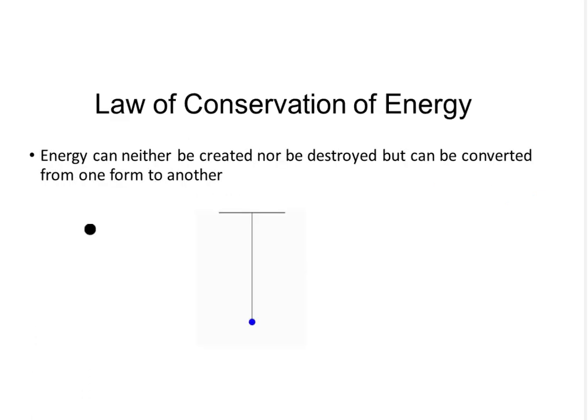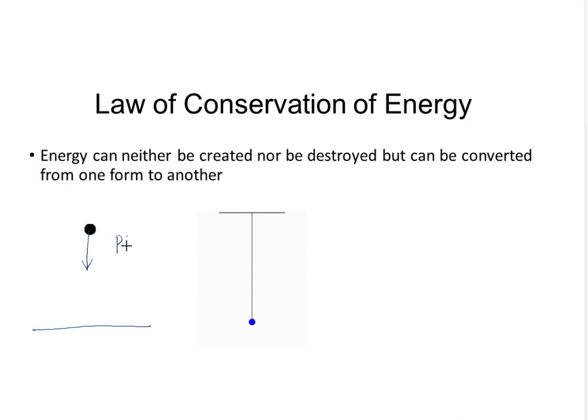In the next slide, we are going to discuss the law of conservation of energy. The law of conservation of energy states that energy can neither be created nor be destroyed, but it can be converted from one form to another. If you look at this stone, what happens when you let go of it? Let's say this is the ground and you let go of this stone. The stone will fall down, correct?